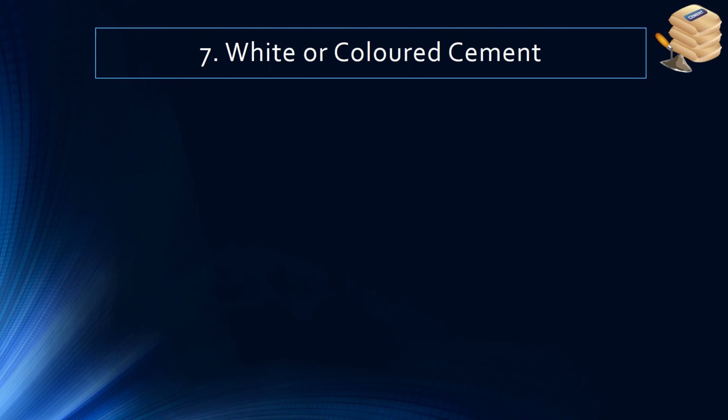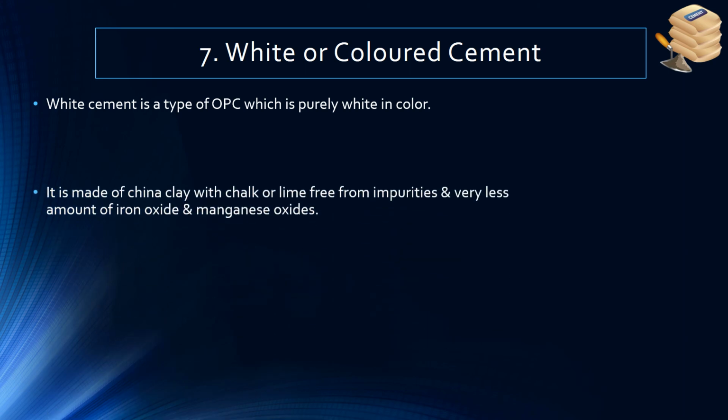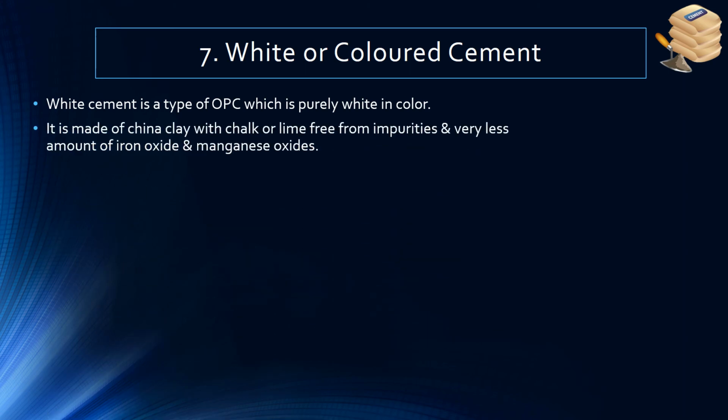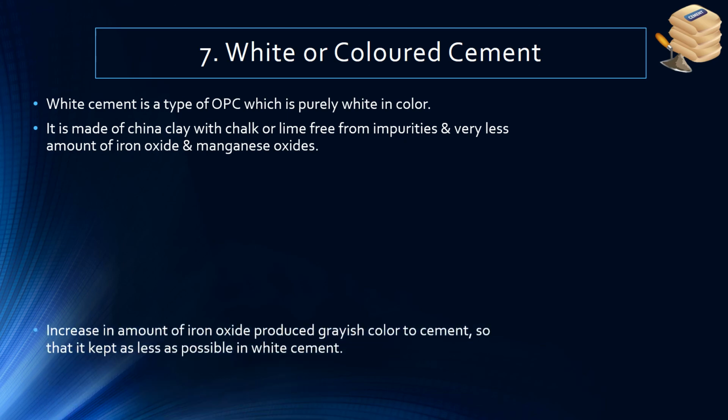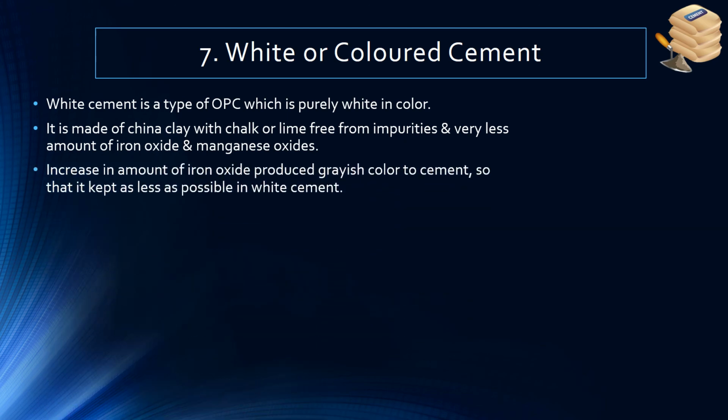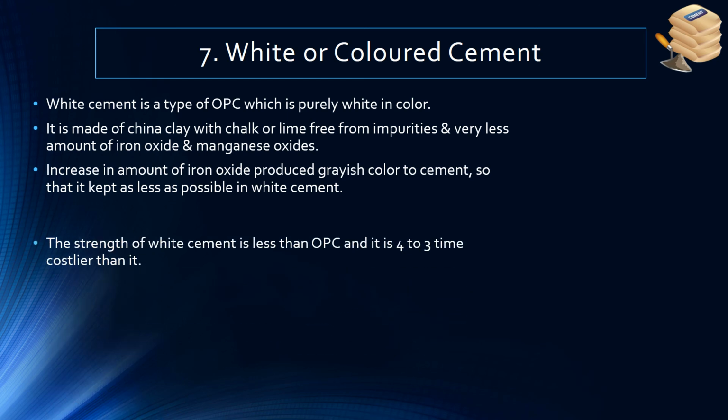7th type of cement is white or colored cement. White cement is a type of OPC which is purely white in color. It is made of china clay with chalk or lime, free from impurities, and very less amount of iron oxide and manganese oxides. Increase in amount of iron oxide produces a greyish color to cement, so it is kept as less as possible in white cement.